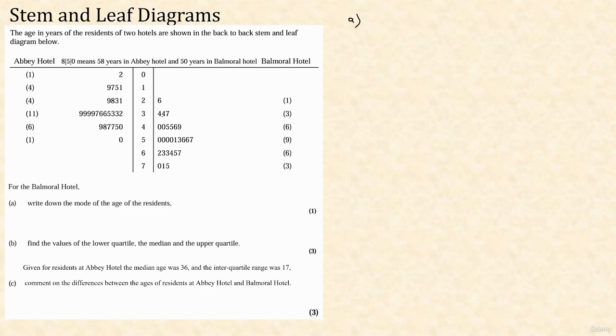So for the Balmoral Hotel, so that's the one on the right, write down the mode of the age of residence. So we're just looking for whatever appears most often. So I see 34 appearing twice. I see 2 zeros here. But look, there's lots and lots of zeros here. So that's 50. And just as write down 1 mark, there's the answer.